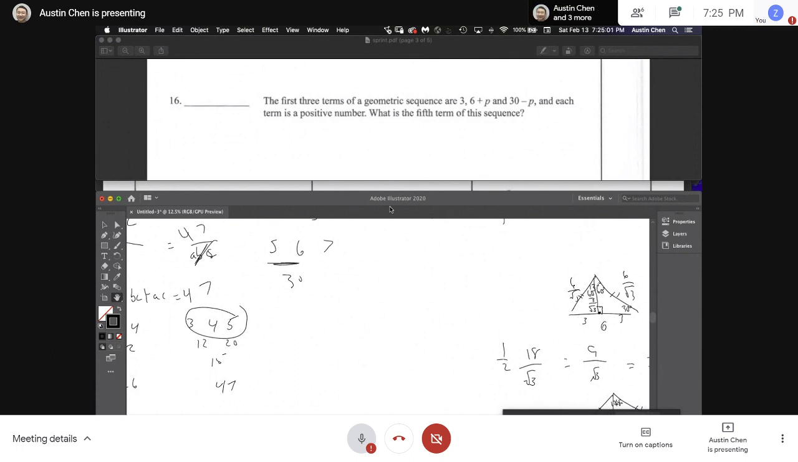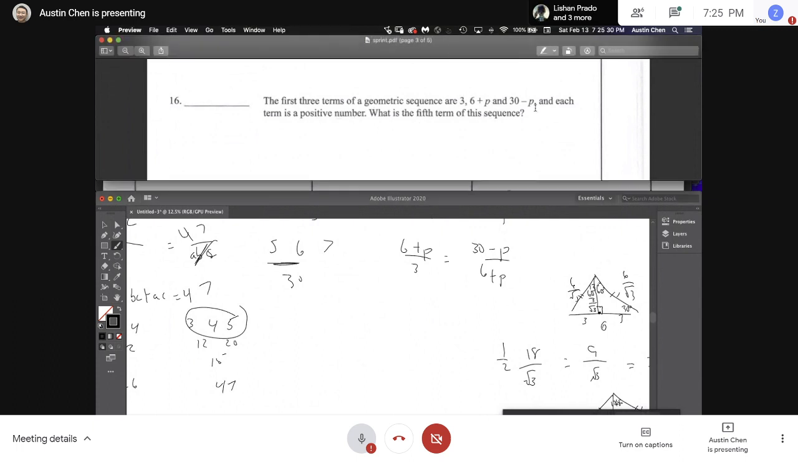So the algebraic way of solving this would be to say the ratio of 6 plus p to 3 would be equal to the ratio of 30 minus p over 6 plus p. And from here, you can solve for p, and then you can get the geometric sequence. So yeah, you can do it like this. It also tells us that each term is a positive number, so it's probably going to be a really nice ratio, like, no, oh, it's a positive number, not an integer. Never mind.